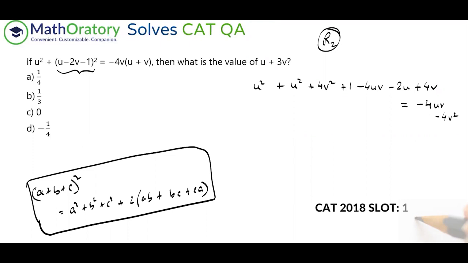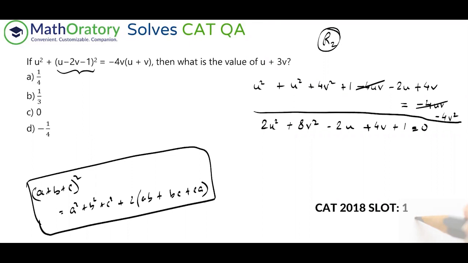So first thing you should be able to observe is that this minus 4uv and minus 4uv cancels out. And you can bring this 4v square on this side. So let us adjust this a bit. So you have something like 2u square plus 8v square. Then you have this minus 2u and this 4v. And then you have a plus 1. This is equal to 0. So now we are leading into something interesting.